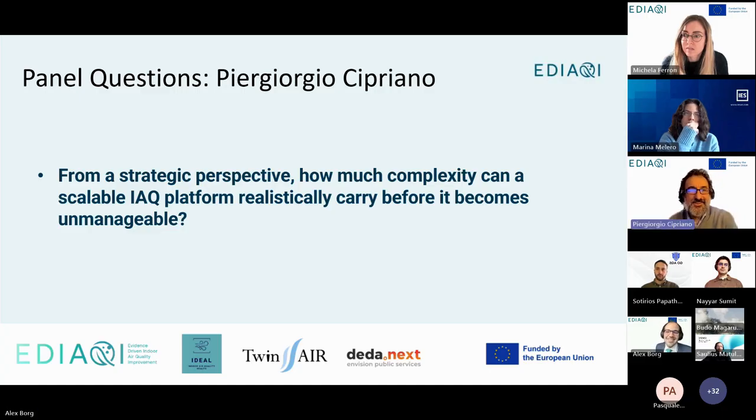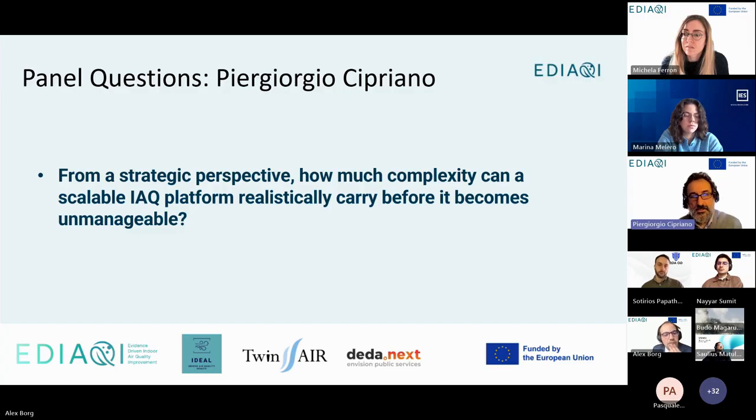Very, very complex question. Well, complexity, in my opinion, becomes unmanageable when it exceeds the organization's capacity to interpret, act on, and maintain what the system produces. So the limit is at the same time organizational and technical. And probably the safest approach is a sort of layered complexity. For instance, a reliable core of high-value indicators like CO2, PM2.5, temperature and humidity as the foundation, with advanced analytics made available to those with the capability to use them, not for everyone by default.